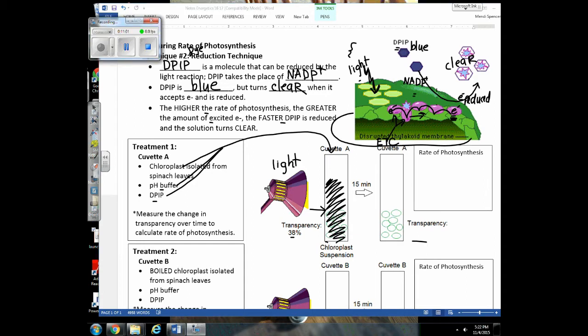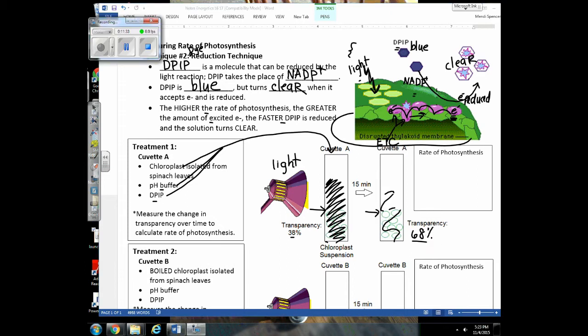Now remember, as DPIP is being reduced by photosynthesis, it's becoming more clear. So take your blue colored pencil and just barely shade it in. Just make it a light blue, and let's think about transparency. Light's going to go through that, so we just made that solution more transparent. So our transparency can go up to something, let's just say 68%.